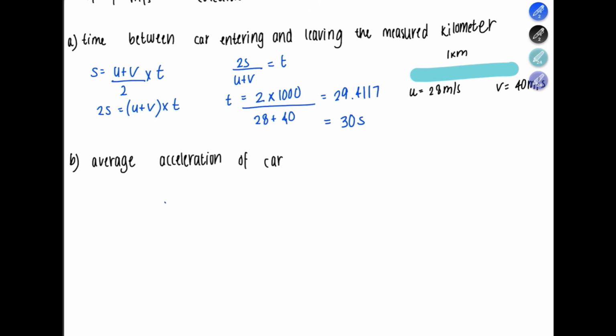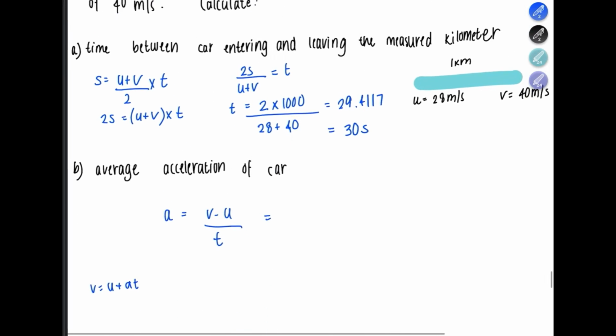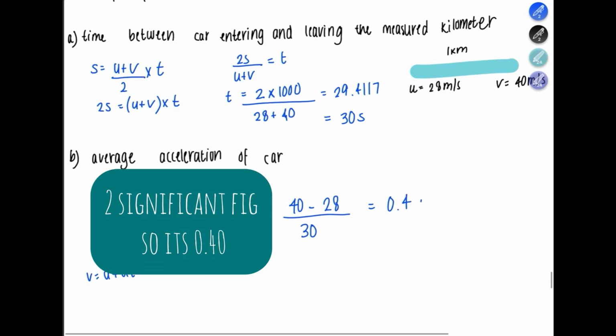The average acceleration, we can simply use a equals v minus u divided by time. This is from the first equation because v equals u plus at. Okay, we made a the subject. Final velocity is 40. The initial velocity is 28. Divide this by time, which is 30, and the answer is 0.4 meter per second square.